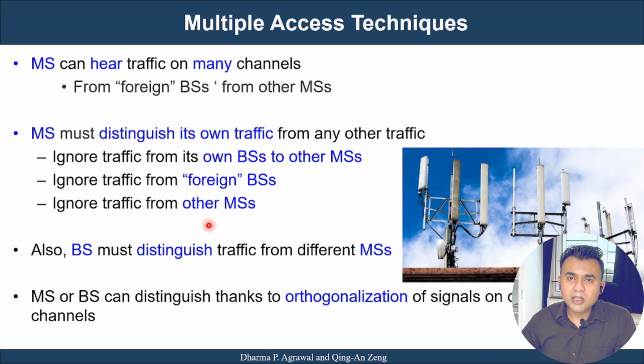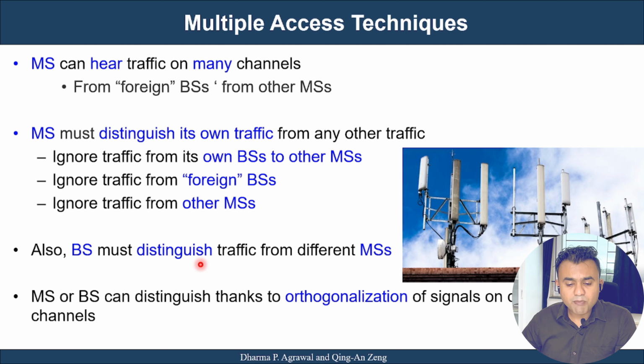Ignore the traffic from other mobile stations. We are surrounded by multiple users. Therefore, we have to ignore that traffic also. Otherwise, we will not be able to detect or receive our signal without any interference.